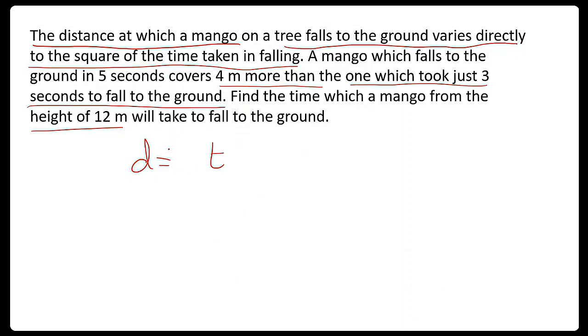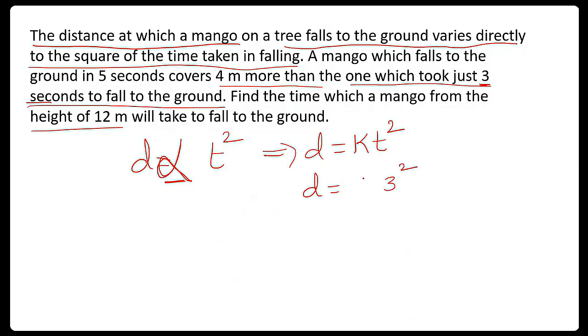According to the question, the distance is directly proportional to the square of the time taken. So I can write d is proportional to t square. By removing the proportionality, I introduce a variable k, a constant. d is equal to k t square. Now, the mango which took 3 seconds, let us assume the distance is d to fall to the ground, so d is k into 3 square, where k is something we do not know.